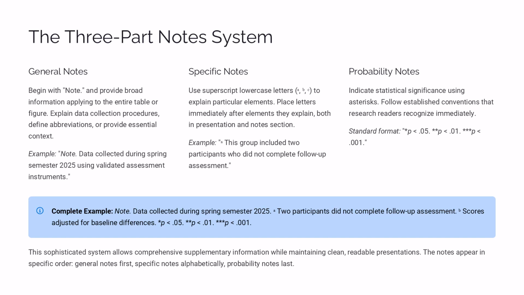The three-part note system appears in a specific order: general notes first, then specific notes in alphabetical order by superscript letter, then probability notes last. This consistent ordering helps readers navigate the supplementary information efficiently.